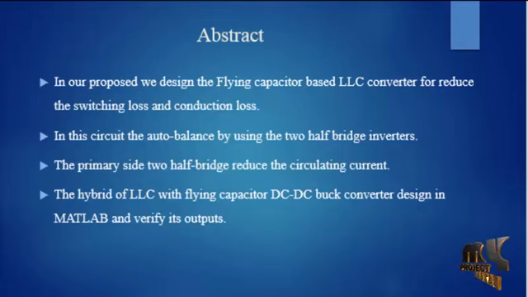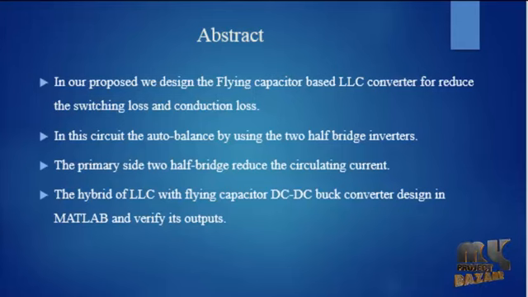The flying capacitor is one type of inverter technique. Here we use the half bridge and auto balance. We use two different half bridges: one half bridge is used on the primary side of the transformer and another half bridge on the secondary side of the transformer. Both half bridges are able to balance the output power and input power. For that reason, it helps to reduce the switching loss and the harmonics of the DC output, and it makes it easy to reduce the high voltage to low voltage DC.